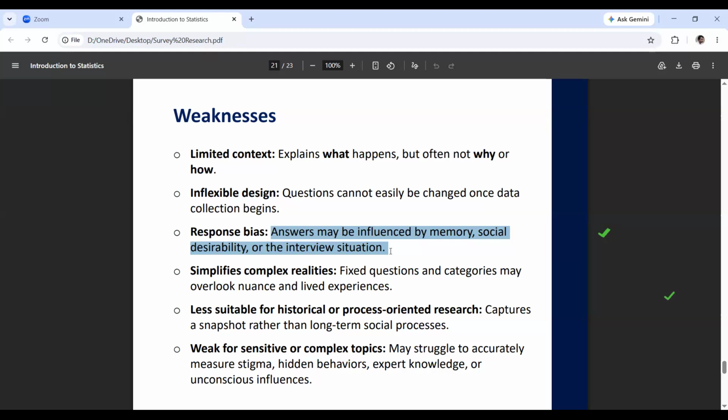Simplifies complex realities. This is another weakness. A construct is a complex construct, and you ask simple 3-4 questions to measure that construct.